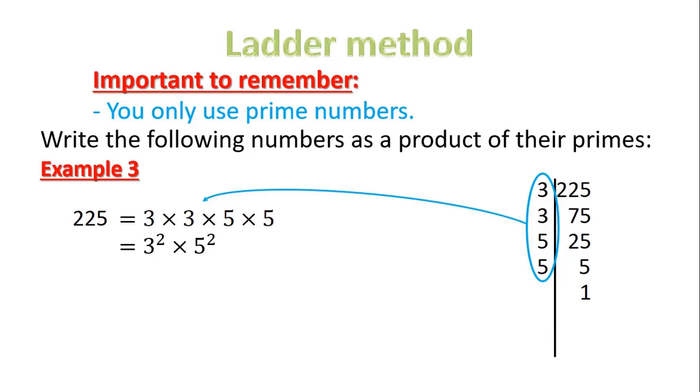As we finish this, remember you have to use your prime numbers when you're dividing. You always start with your smallest prime number and work up. So 2, 3, 5, 7, 11, 13, etc., etc. Do it in order. Don't try and do a 3, then a 5, then a 3, then a 7. Start with your smallest one and carry on until it's finished.